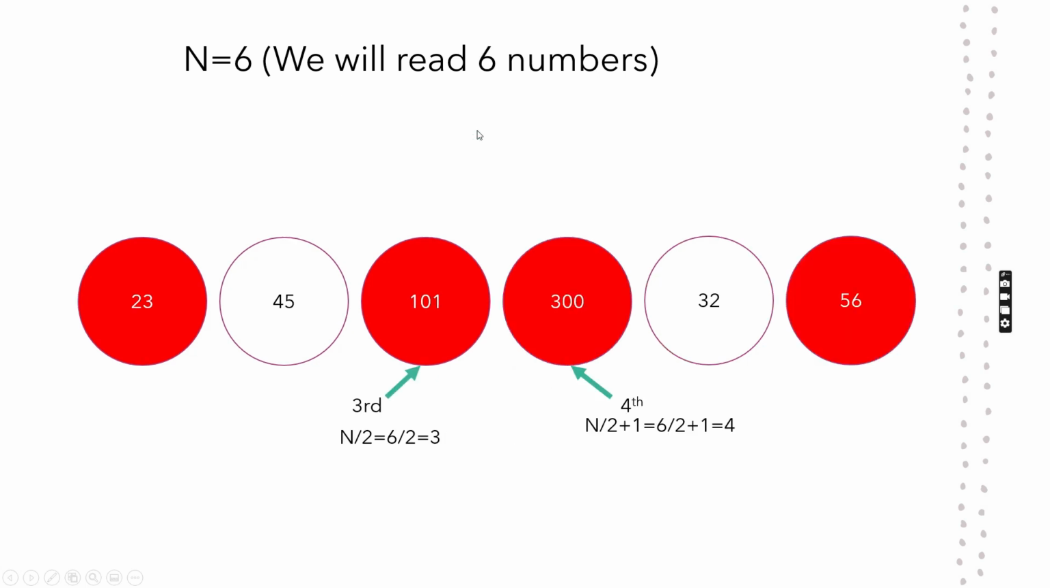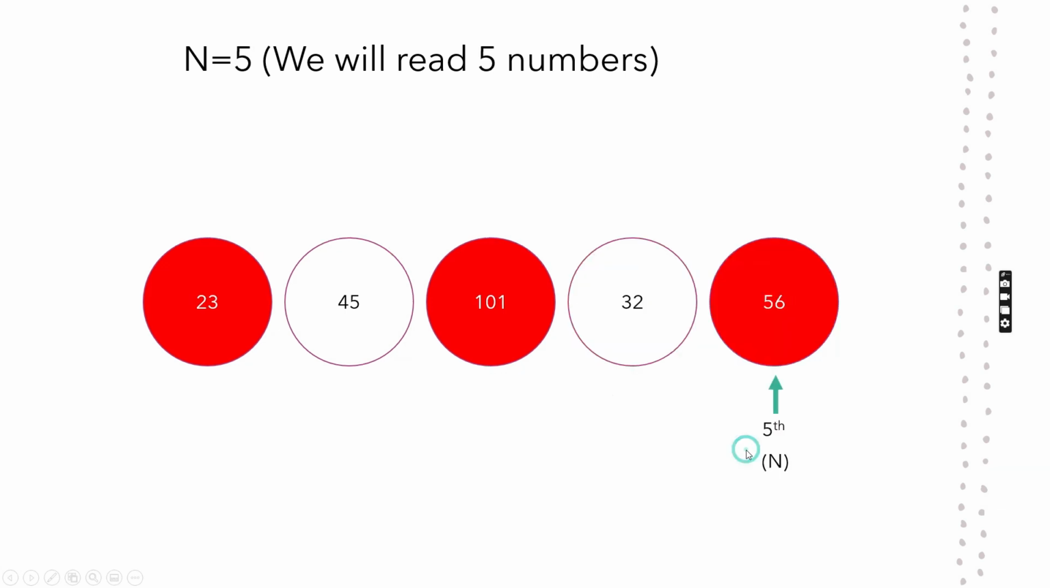What if n is even number? It means that we have 2 values in the middle. So the first middle number will be at position 3 in our case, which is n divided by 2, and the second middle number will be at position 4, which will be n divided by 2 plus 1. And then finally we will print out the last number, which will be at position n.